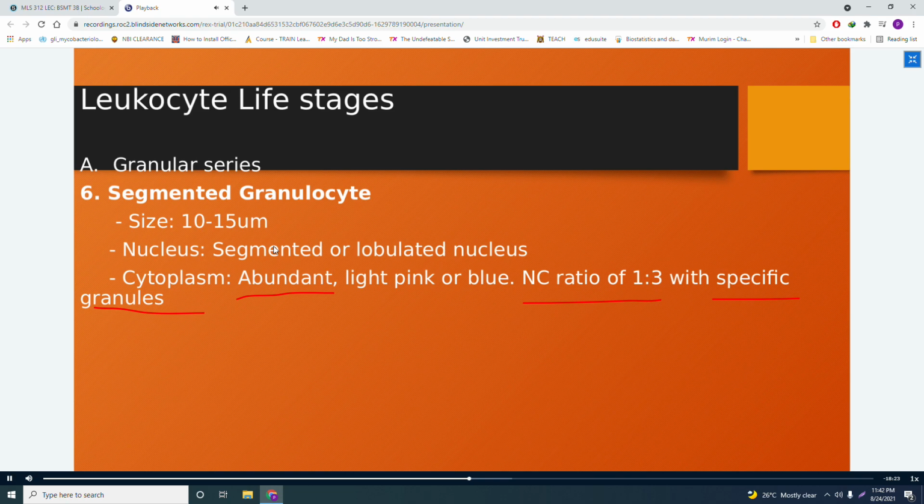It is smaller than your myelocyte. Very good. It's your metamyelocyte.